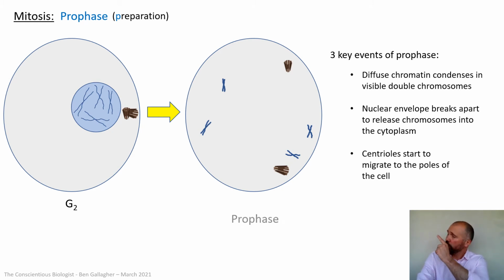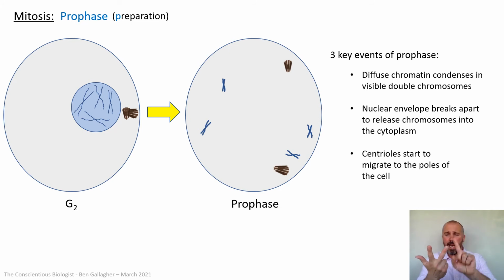So what you've actually got here now on this picture is representing prophase. The chromosomes are now visible because they've condensed. They're floating around in the cell because the nuclear envelope has broken down to release them. And the centrioles have started to migrate to opposite ends. All three of those are just getting ready for the cell to divide that DNA up. Take a screenshot of this one because this is the first stage done.